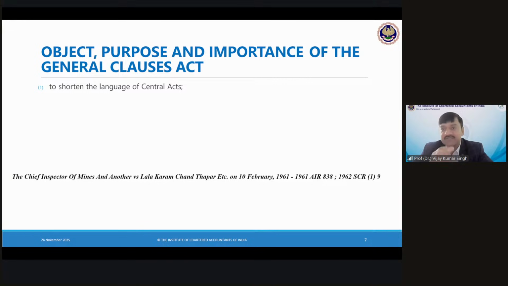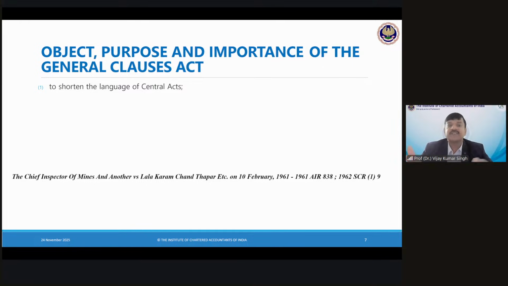One of the purposes of the General Clauses Act is to shorten the language of central acts. Just imagine if the General Clauses Act has 30 sections, and in these 30 sections there are detailed explanations. Now, if all these explanations were to be repeated in all central legislation, the legislation would become bulkier, right? So, for example, there is a definition in the General Clauses Act; unless there is a requirement to repeat it, we follow the General Clauses Act in whatever central legislation you are referring to.